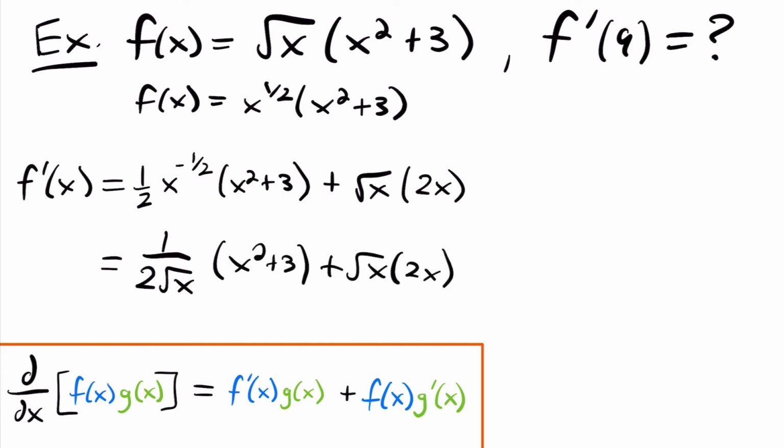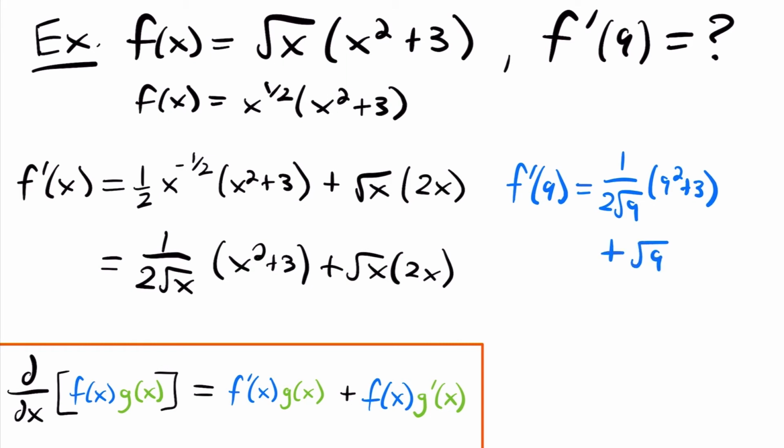So now if we plug in 9 into our derivative, we are going to have f prime of 9 is equal to 1 over 2 times the square root of 9 times 9 squared plus 3. And I'm going to do the second term down here. I'm running out of space a little bit. This is going to be added to the square root of 9 times 2 times 9. And so then if we were to simplify this a little bit, right, we would be left with 14 plus 54, and that's going to be equal to 68.